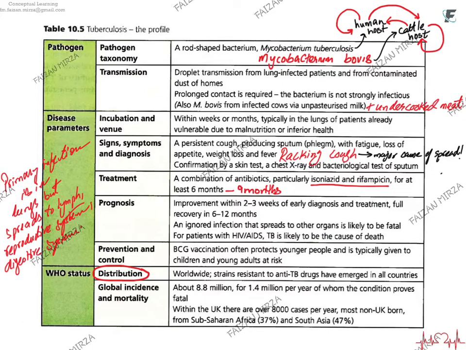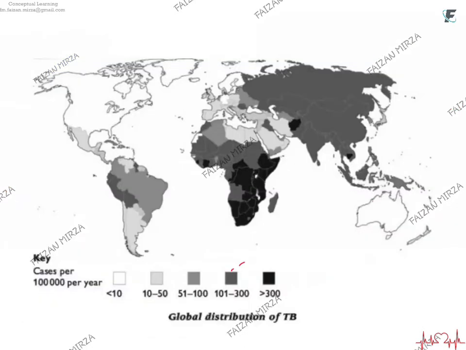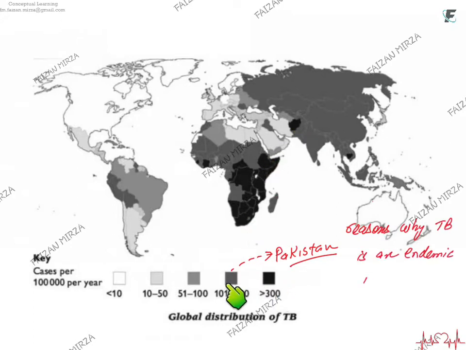So distribution: it occurs worldwide, and it's a global phenomenon. You can see these various shades all across the globe, which represent the occurrence of this disease in the globe overall. So you can see Pakistan. This is Pakistan. This shade shows cases per 100,000 per year. This is the same case in India and China and all these regions, and in the USSR, this is Russia. And this is Nepal and stuff. So this is the condition in Pakistan.